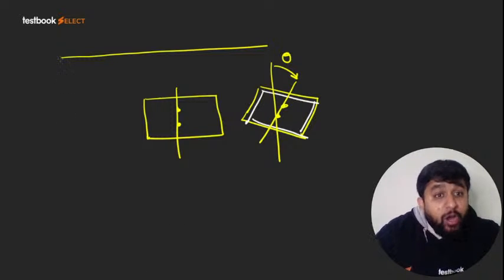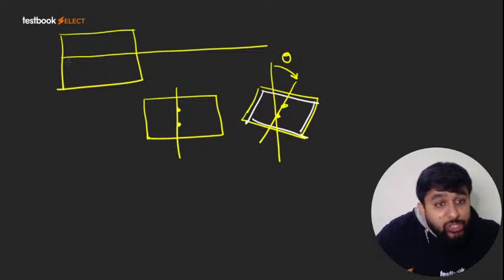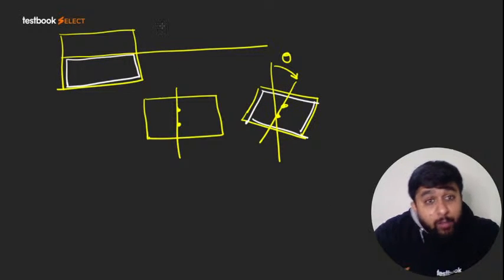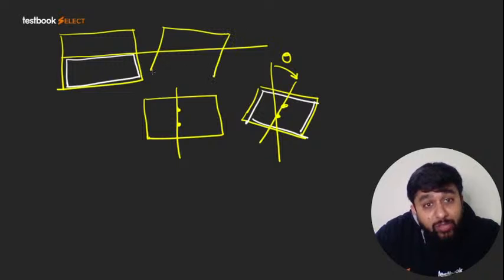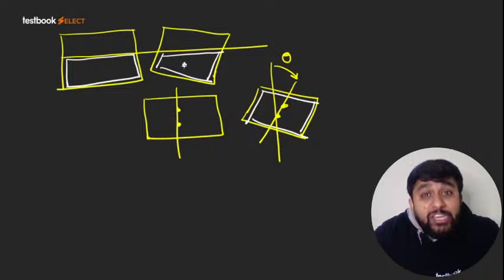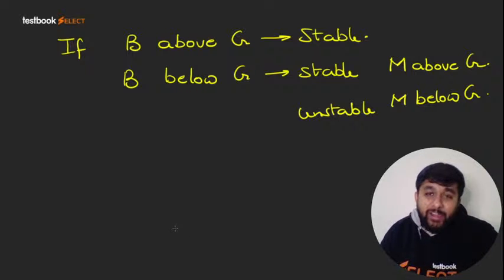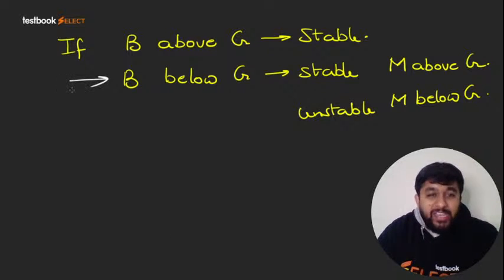But when we are talking of a floating body, the initial shape of the displaced fluid is this. But when the body gets tilted a little, the shape of displaced fluid will change. As a result, the center of buoyancy shifts with respect to the body. That's why there are two conditions over here in the second case.